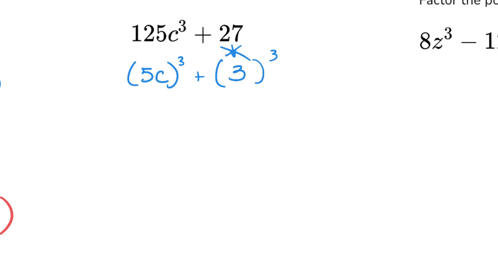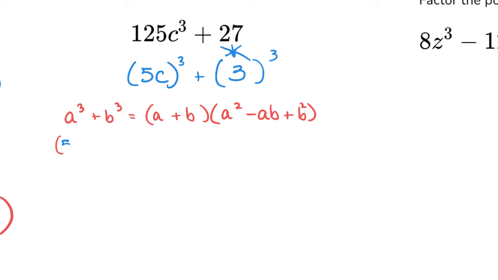Now the formula, you just have to look at your sheet, says if you have two things that are cubed and added together, it will factor as the sum of those two things, then the a squared minus the product plus the b squared. So we've got a 5c that we're putting in, and we have a 3 that we are putting in. So that's 5c plus 3.